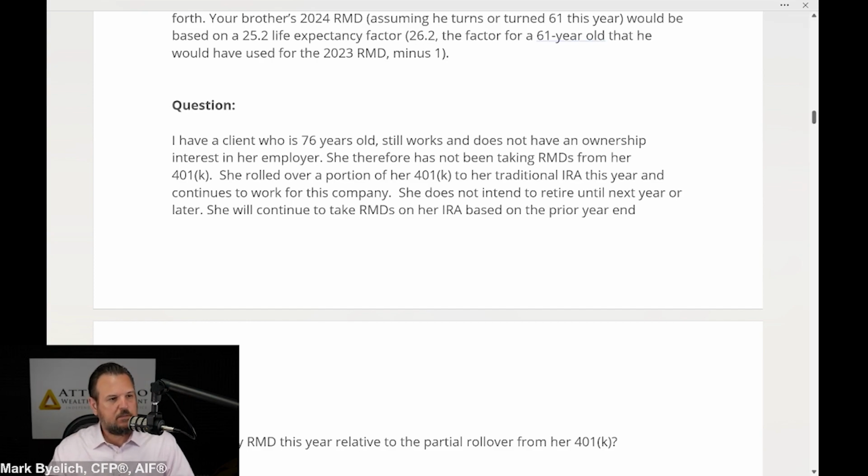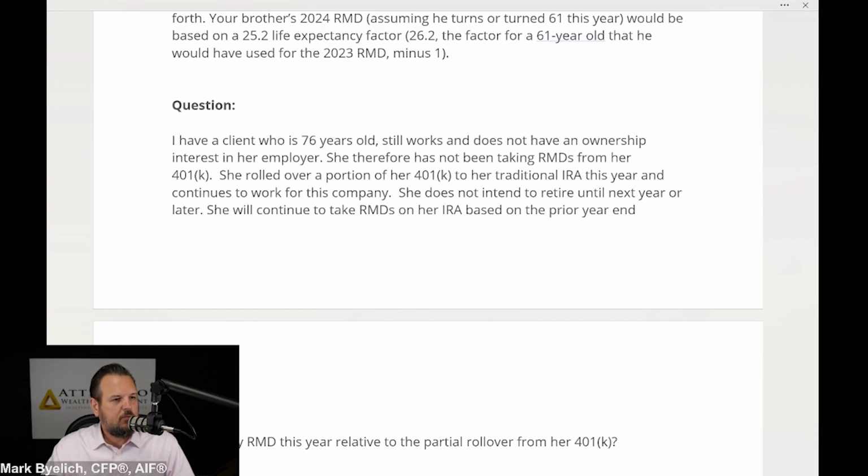So the next question. I have a client who is 73 years old, still works, and does not have an ownership interest in her employer. She therefore has not been taking RMDs from her 401k. So that's 401k, not IRA. Remember, the rules are different for IRAs and 401ks.